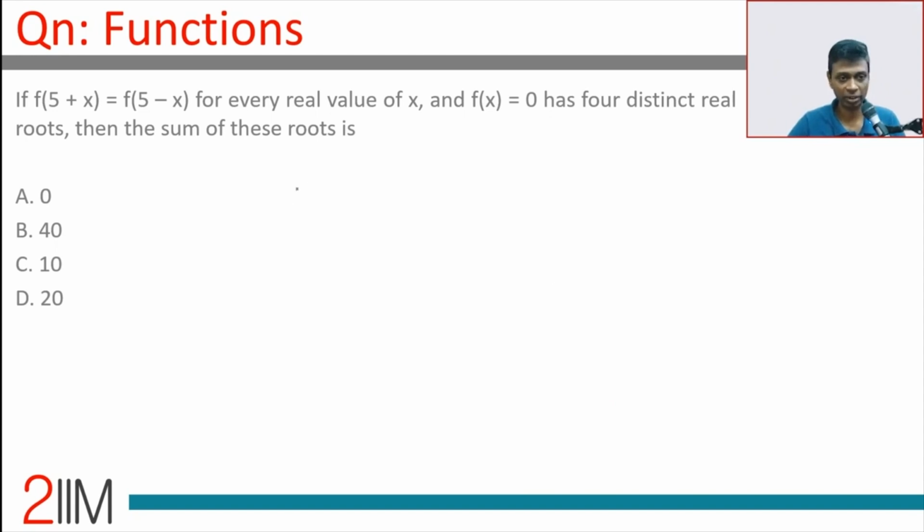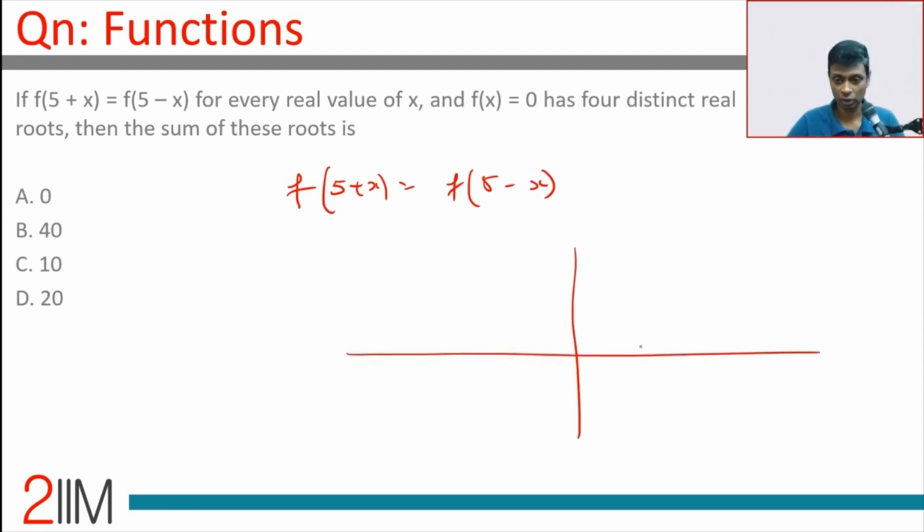Right? f of 5 plus x equals f of 5 minus x. And so think about this. We draw the graph. f of 5 plus x is equal to f of 5 minus x. So f of 6 is f of 4. So we have 6 and 4. f of 7 is equal to f of 3.